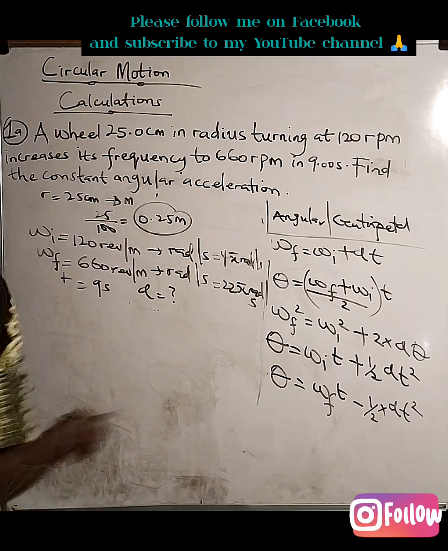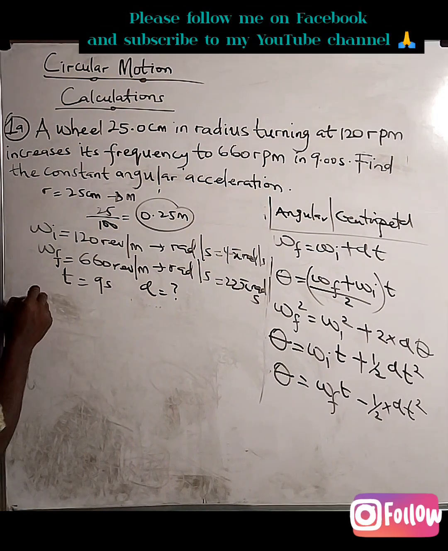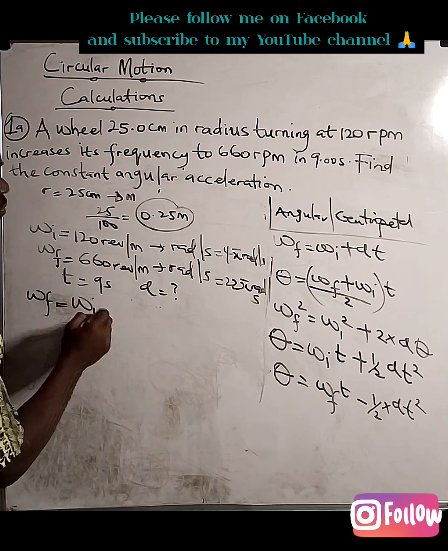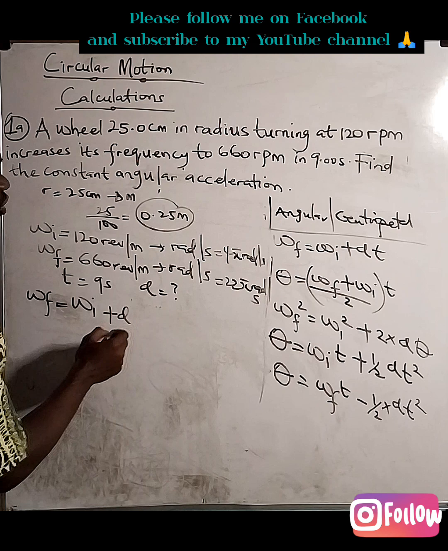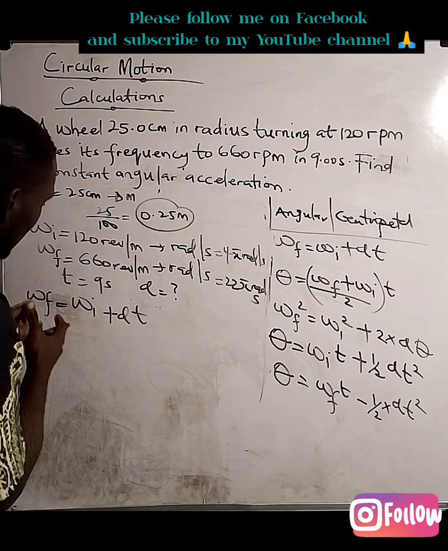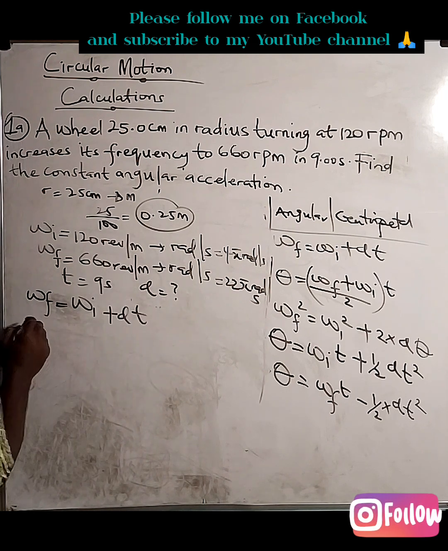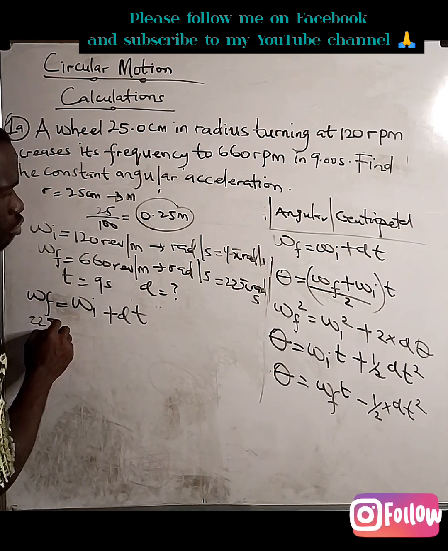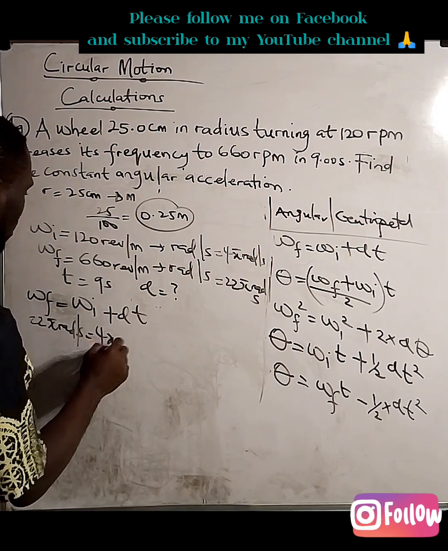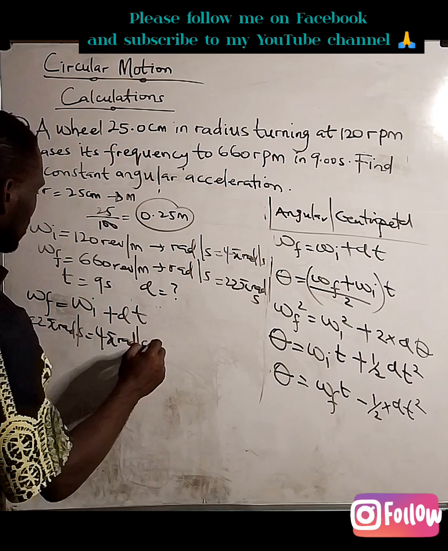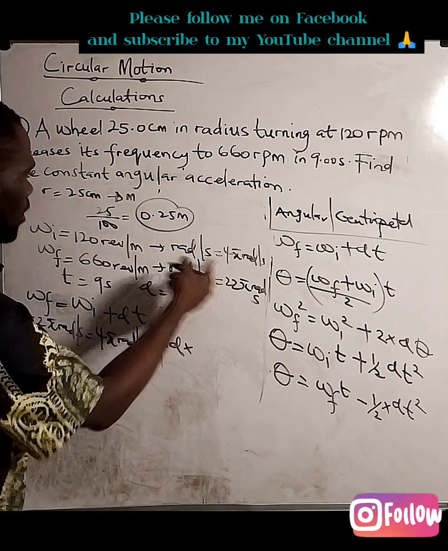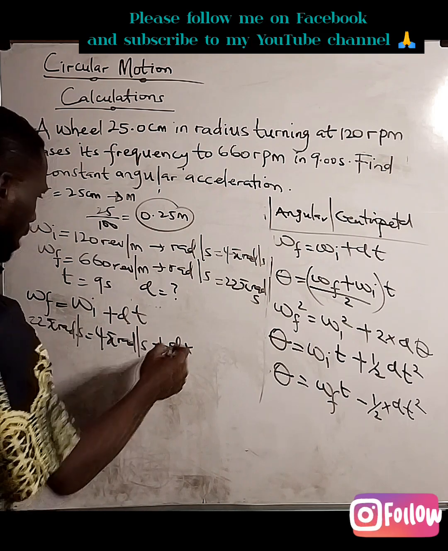We're going to use this equation of motion: final angular velocity is equal to initial angular velocity plus angular acceleration times time. We put in all those values. The final velocity is 22 pi rad per second, equal to 4 pi rad per second plus what we are looking for, angular acceleration times time. The time is 9 seconds.